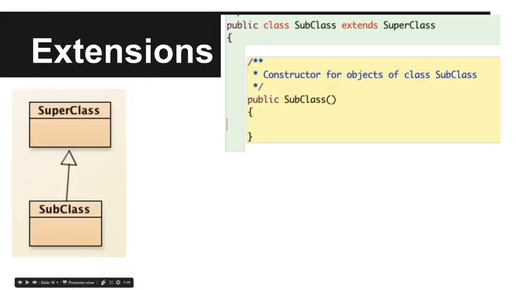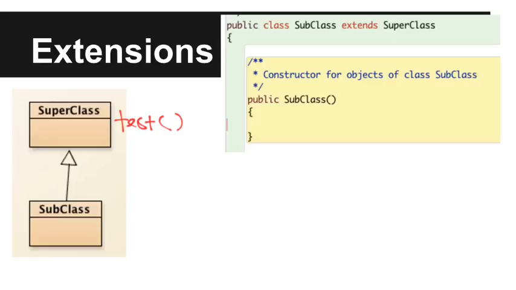Right. This is our UML diagram for our extension. And so in general, we have a subclass which extends a superclass. And what this means is the superclass starts off, let's say it has some method. This is called test. All right.